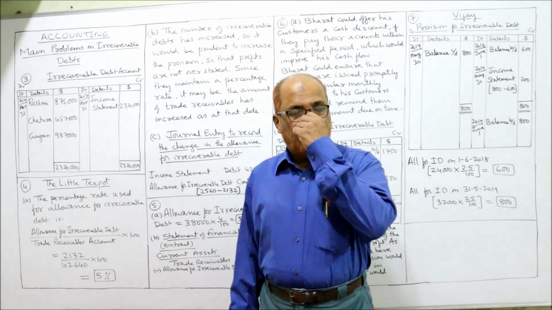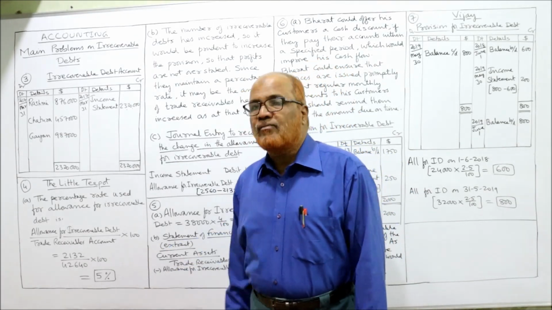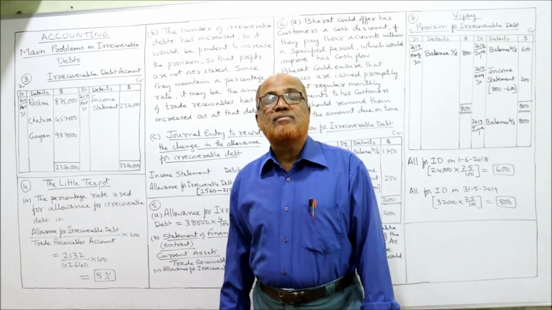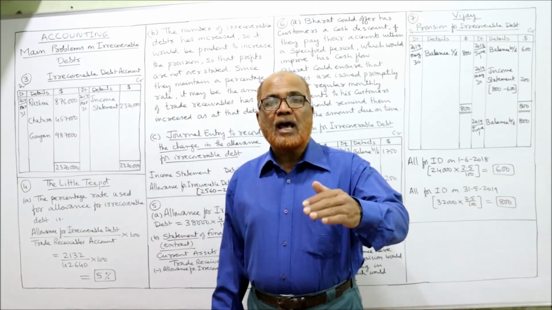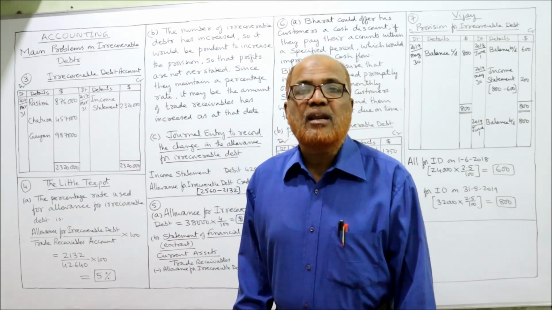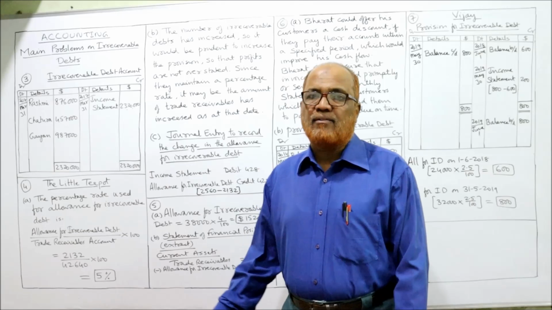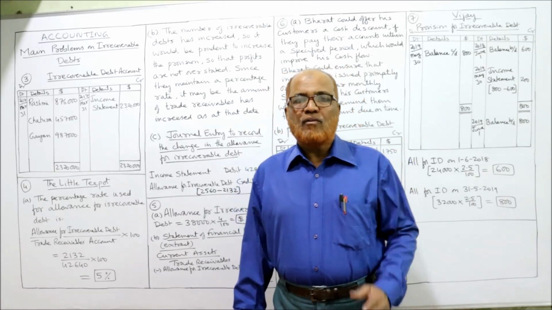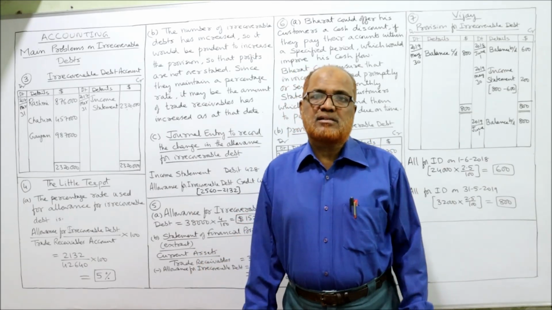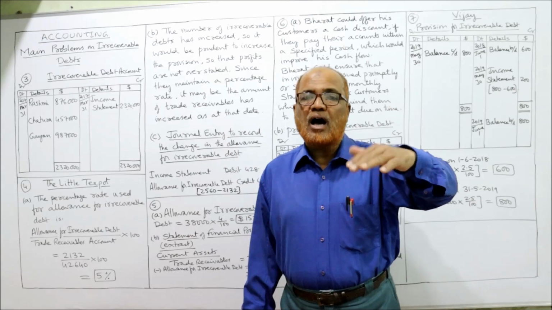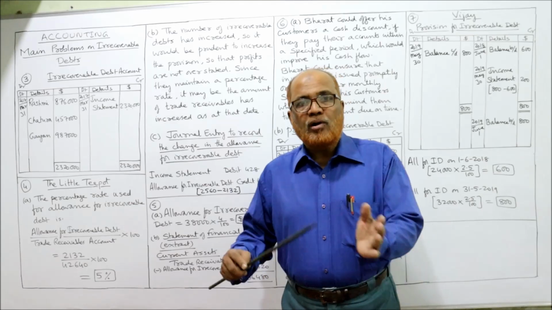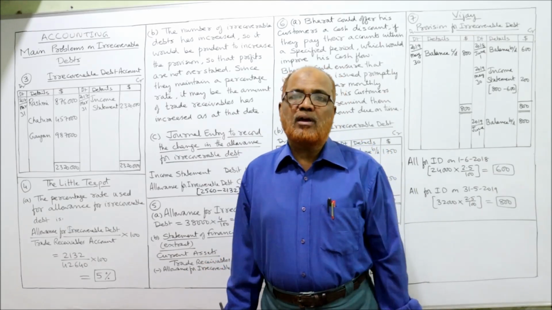See here. At the beginning of the year, we only had 2,132 as allowance. At the end of the year, the allowance has become 2,560. That means the allowance has increased. Now it is asking you, what is the reason for this increase in allowance? Many reasons are there. One of the reasons is the trade receivables might have increased. Higher the trade receivables, higher the allowance for irrecoverable debt. More trade receivables, more allowance for irrecoverable debt.